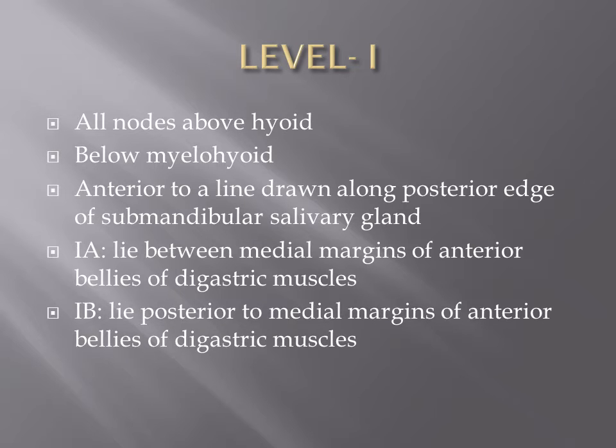The level 1 nodes. Level 1 nodes are the nodes which lie below the mylohyoid and above the hyoid bone, and these in turn are divided into 1A and 1B nodes. 1A nodes are the nodes which lie medial to the anterior belly of the digastric muscles, and 1B nodes lie posterolateral to the anterior belly of the digastric muscles and anterior to the posterior margin of the submandibular salivary glands.